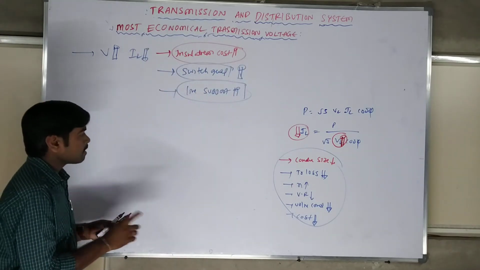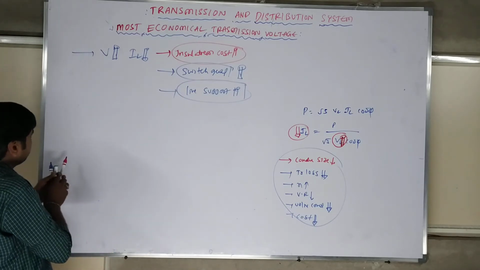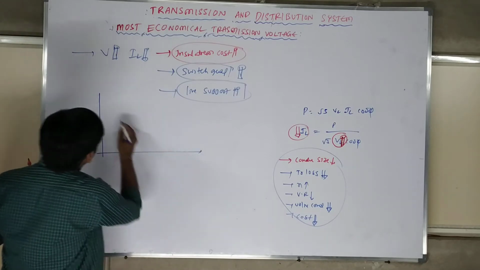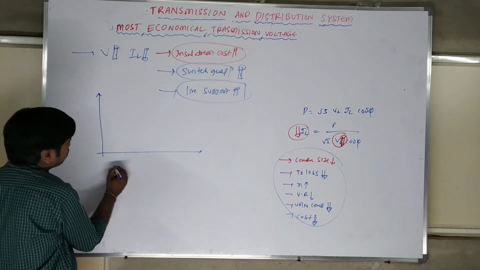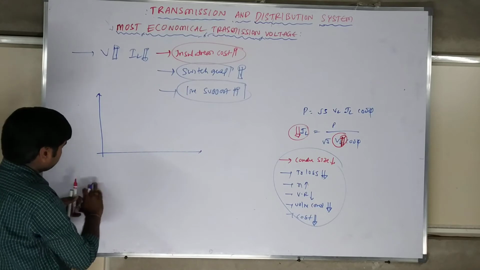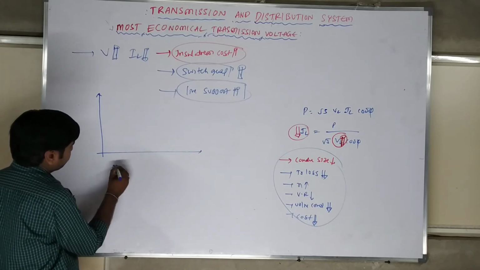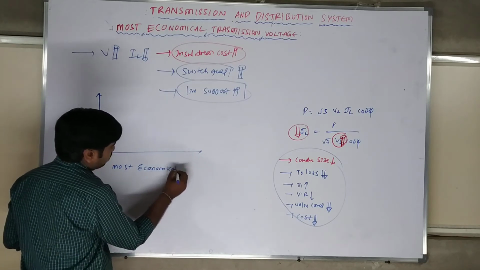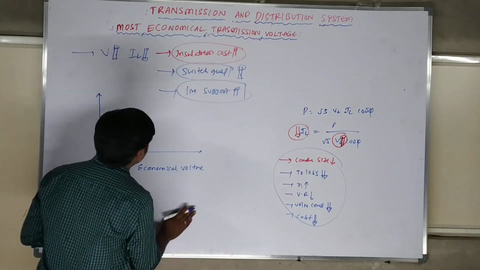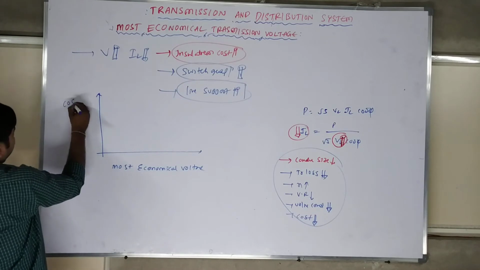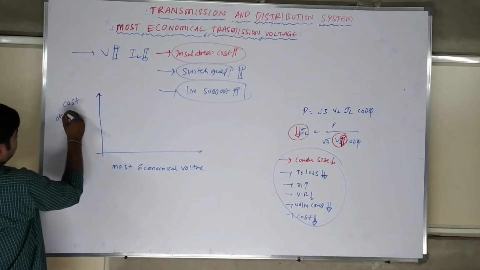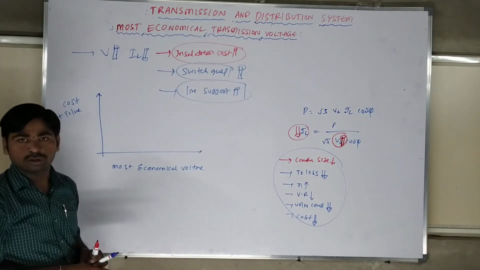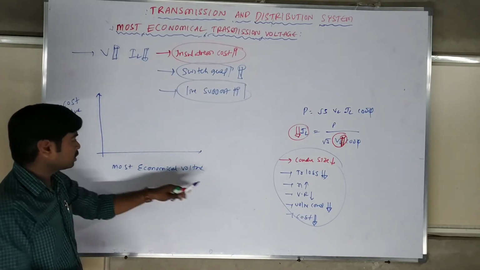For that reason, they have given us a graph. The graph we draw is between most economical voltage versus cost of transmission line. Cost versus most economical voltage.